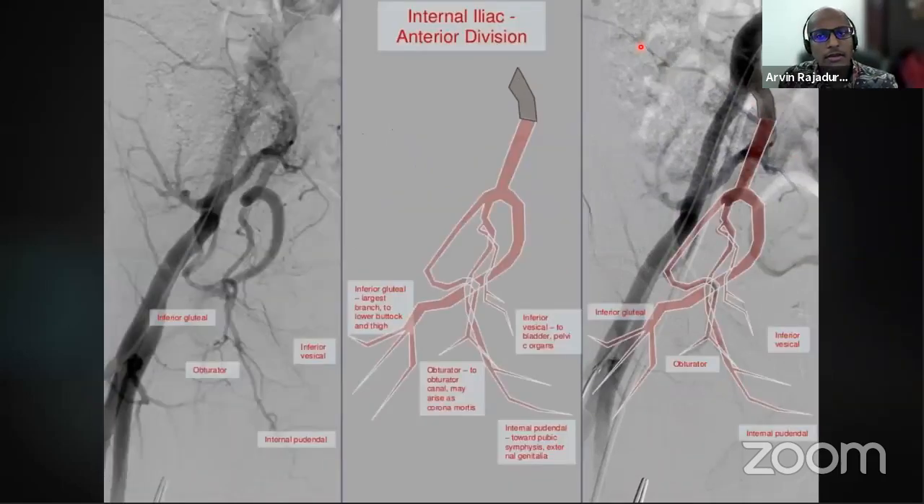All right. And then we go to the more complex anterior division, and this is usually where most of the culprit pelvic bleeders are. And as you can see, you've got the inferior gluteal artery, which is the largest branch that you can see over here. All right, that's the inferior gluteal artery.